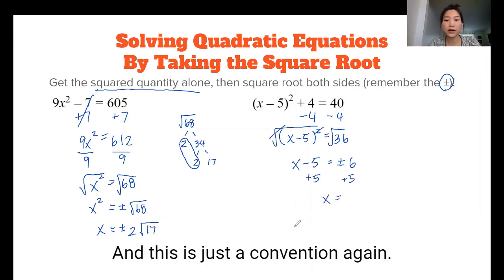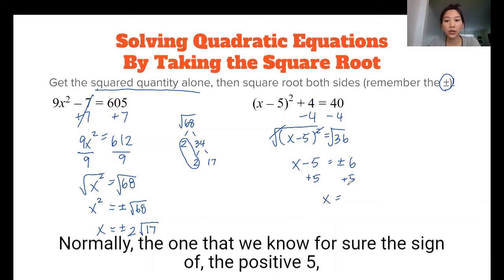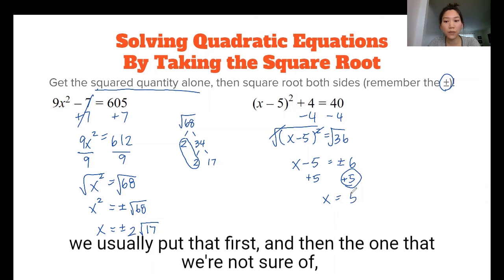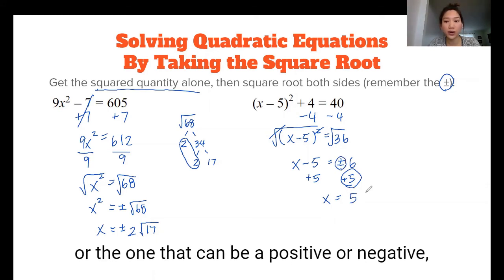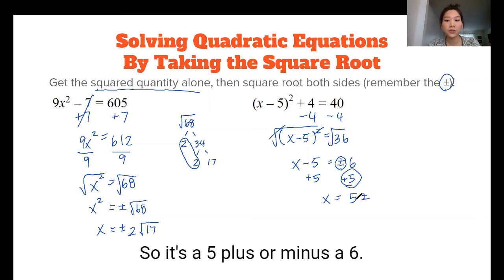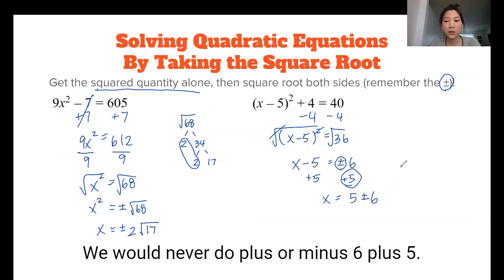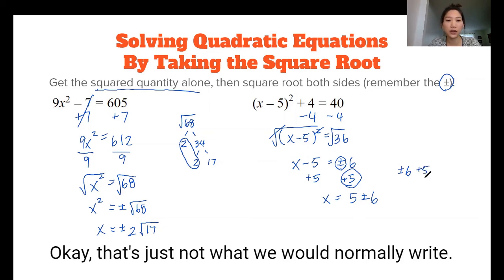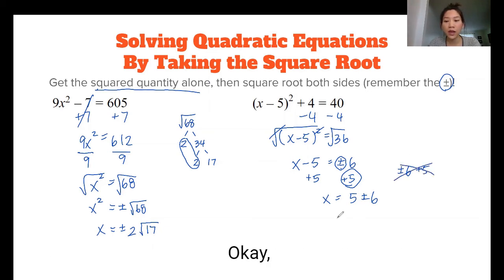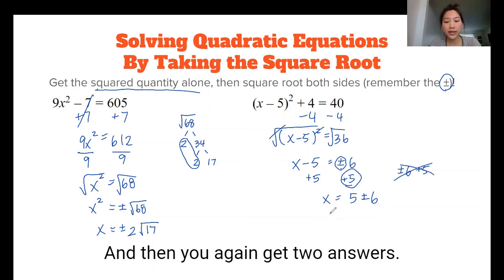And this is just a convention again. Normally, the one that we know for sure the sign of, the positive 5, we usually put that first. And then the one that we're not sure of, the one that can be a positive or a negative, we usually put that afterwards. So it's a 5 plus or minus a 6. We would never do plus or minus 6 plus 5. That's just not what we would normally write. And then you again get two answers.